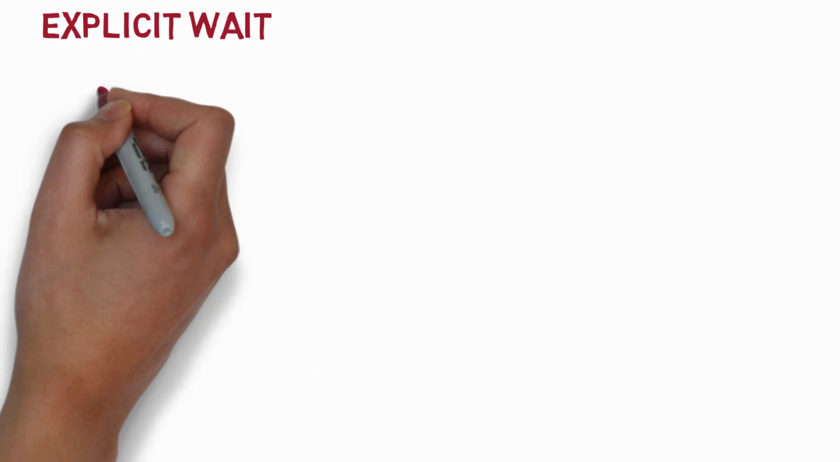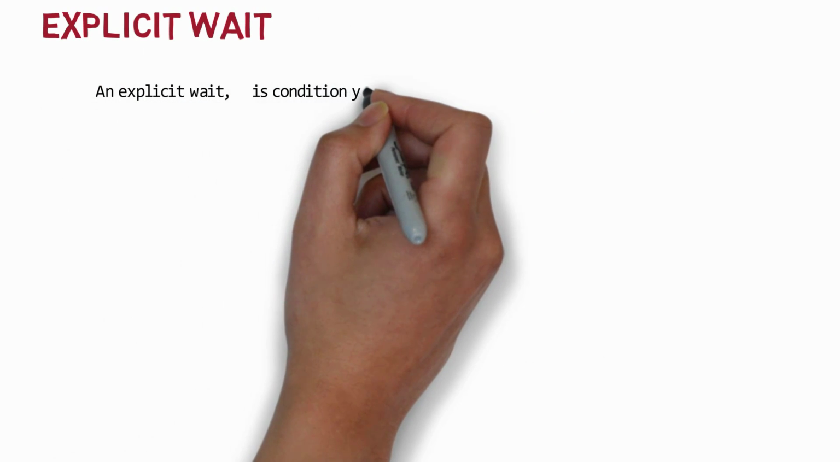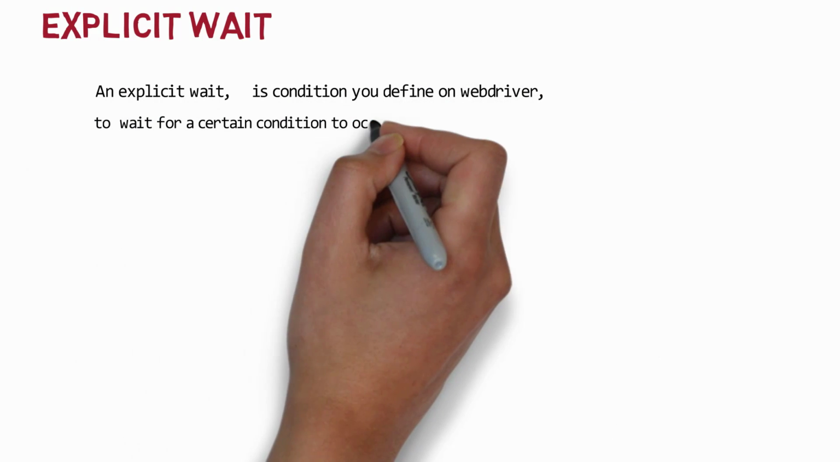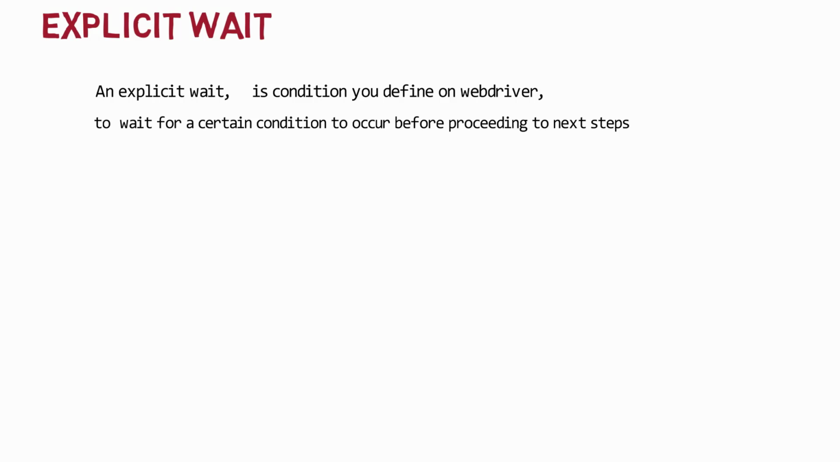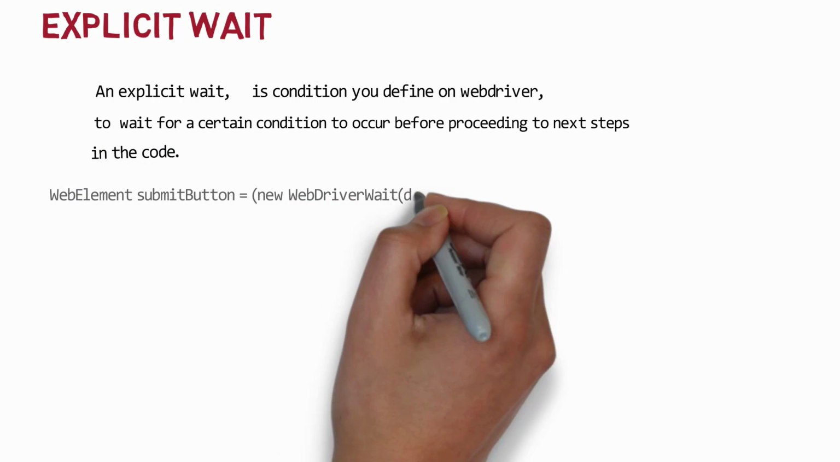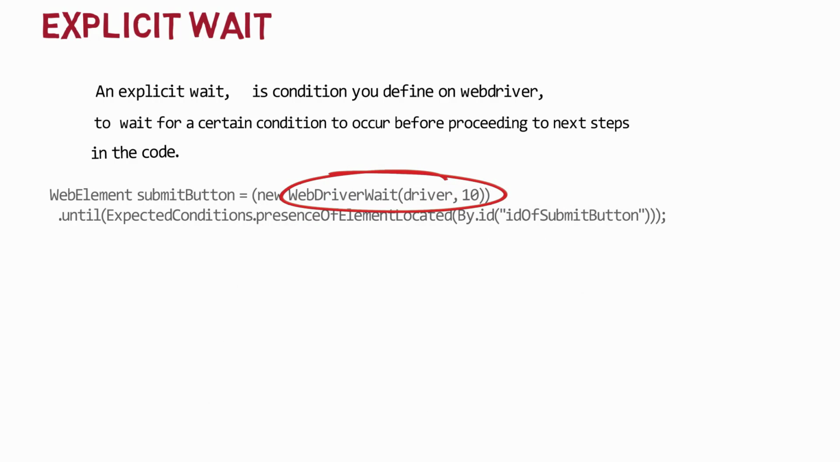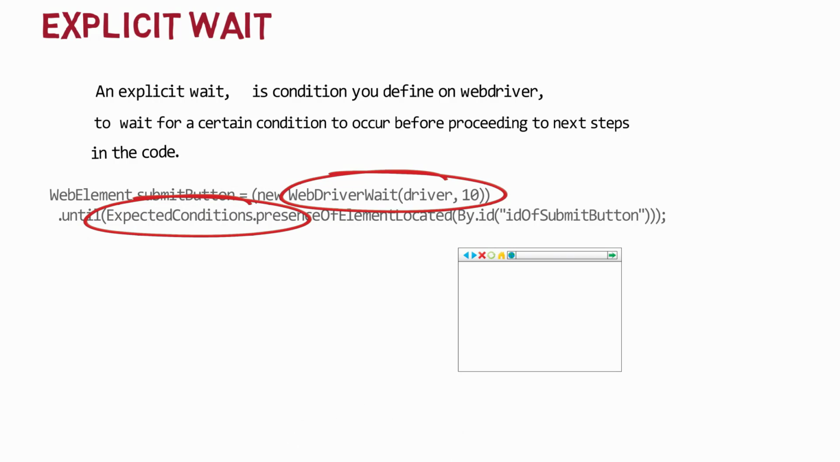Explicit wait. An explicit wait is a condition you define on the WebDriver to wait for a certain condition to occur within the elapsed time defined for the wait. Which means we are checking two things in one wait condition: an elapsed time and, at the same time, the desired condition to occur. For example, you want a button to be visible before moving forward and within 10 seconds.